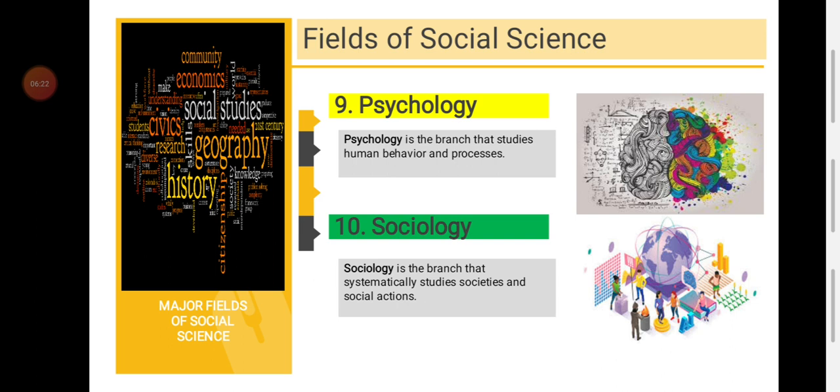And of course, we have sociology. Sociology is the branch that systematically studies societies and social actions. So in sociology, groups and group interactions, societies and social interactions, from small and personal groups to a very large group, are covered. A society is a group of people who live in a defined geographic area, who interact with one another, and who share a common culture. That is what we call society and the study of sociology.